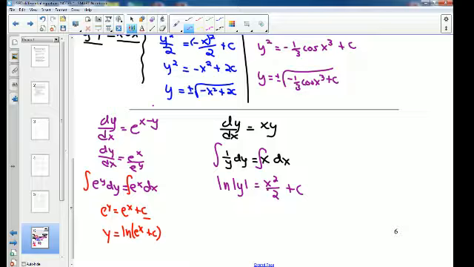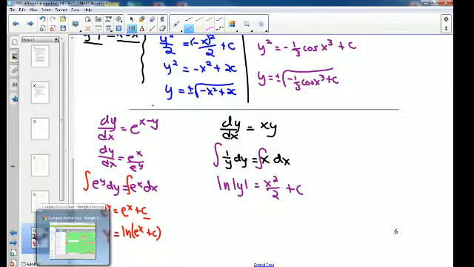This is usually what will happen on an AP exam. I do not know why they choose that every time. Okay, that's conventional. We can't have negatives in natural log, so absolute value.